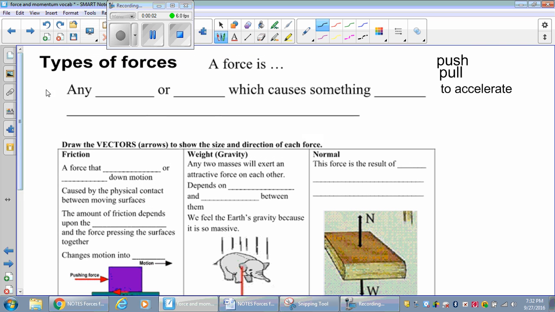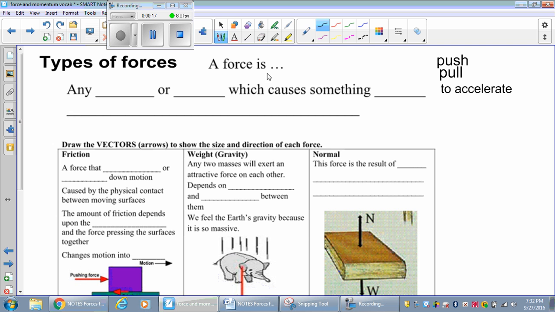Alright guys, this is your types of forces notes. Today we're doing two of the pages: the flap that says types of forces, and then the difference between balanced and unbalanced forces, and calculating net force. So those are the two we're going to do.